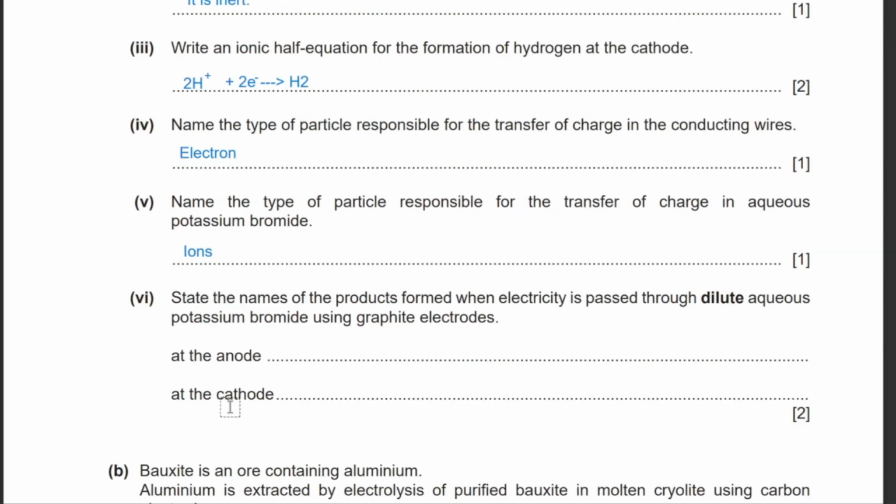Part 6. State the names of the products formed when electricity is passed through dilute aqueous potassium bromide using graphite electrodes. At the anode, we would have oxygen form. That's because whenever we have electrolysis of a dilute compound, we would always have oxygen forming at the anode. However, if we have a concentrated compound, we would have group 7 ions forming only if one is involved.